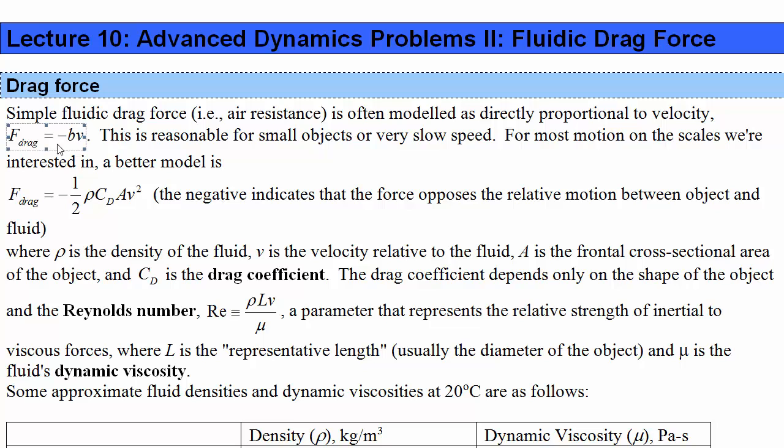In first year, we would often say that the fluidic drag was negative b times v, so it's sort of proportional to the velocity. This turns out to be reasonable for small objects or very slow speed. For most of the motion and the scales that we're interested in, so anything from the scale of a person or a little remote control plane or a bicycle or a car up to actual airplanes and helicopters, the drag force is better modeled by this equation.